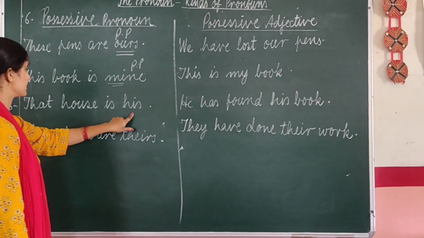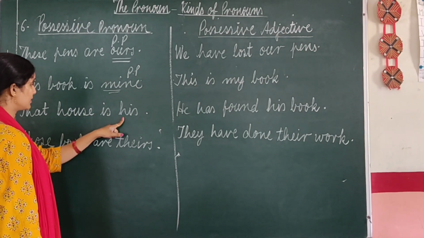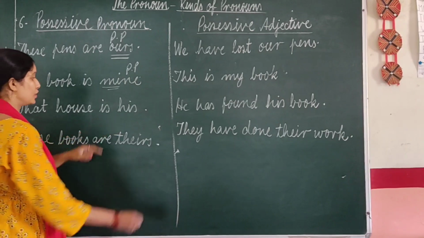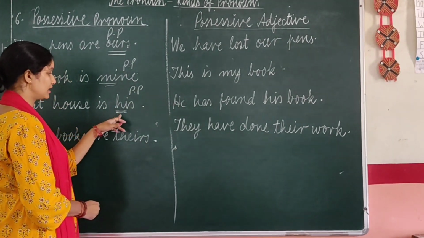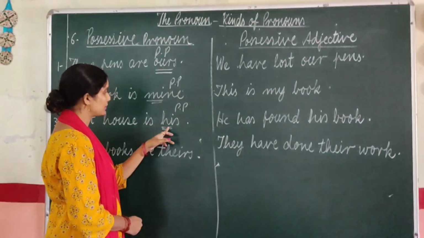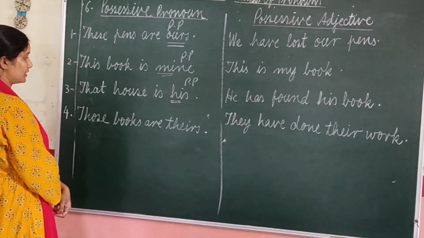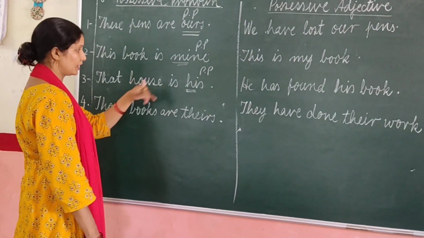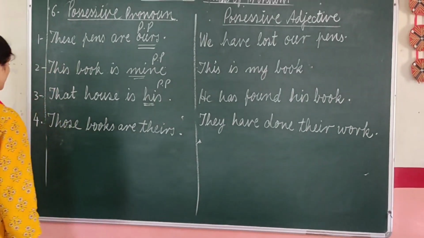That house is his. It means that house belongs to him. So his is possessive pronoun. Why? You can see this is not followed by noun. So this is possessive pronoun. And if you want to change it into possessive adjective, how will we do it? That is his house. So his, after that a noun is there. So his becomes possessive adjective.